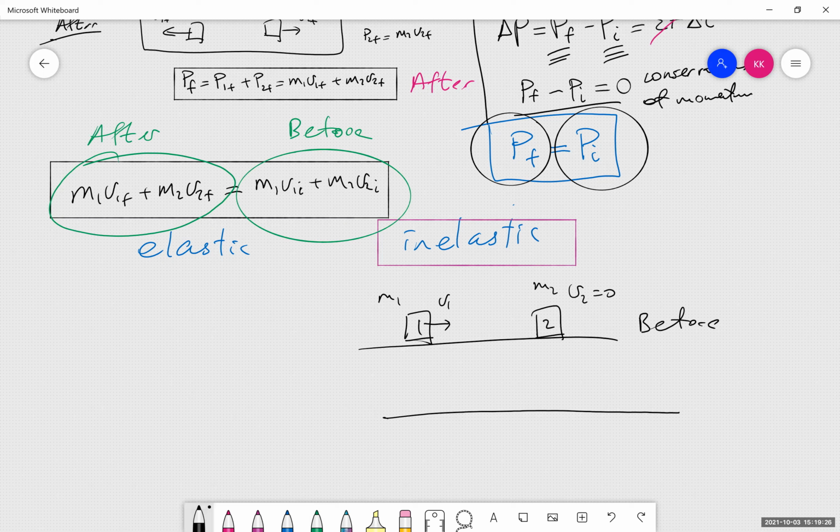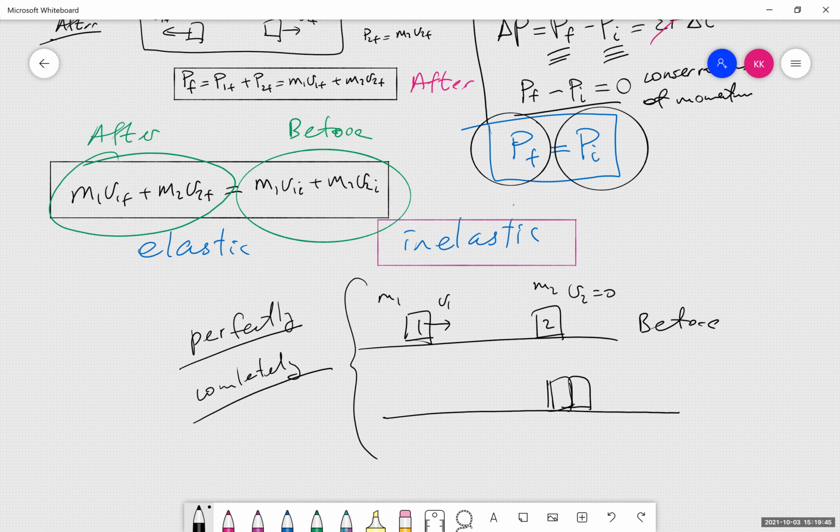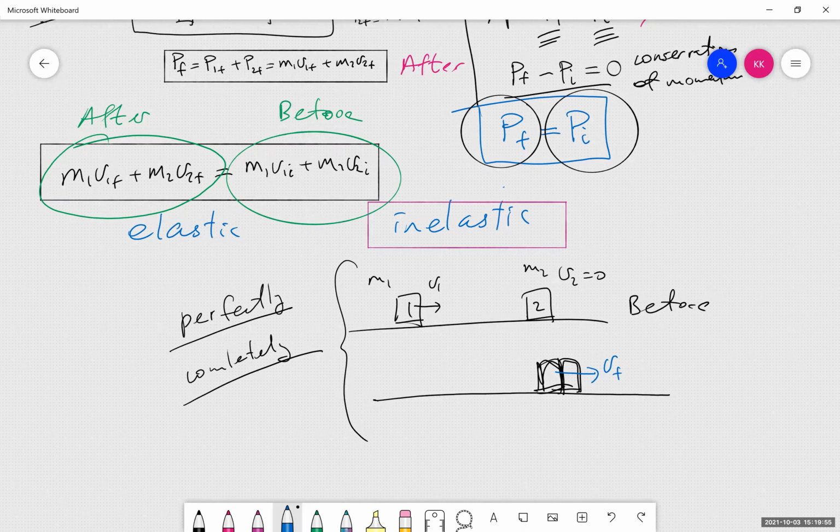That means in this particular example, we call it perfectly inelastic, or sometimes completely inelastic. So in a perfectly or completely inelastic collision, the objects will stick together, stick to one another, and then they will be moving with some final velocity.